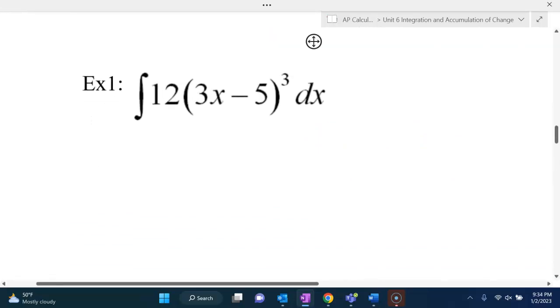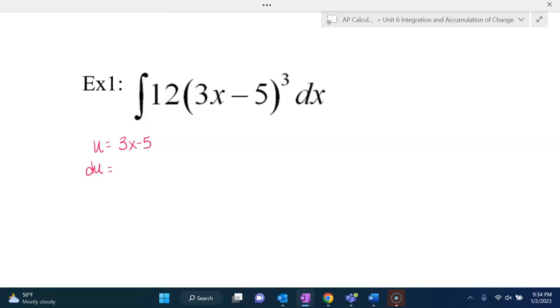Okay, once again, you want to pick your u. Either think of it as the inner part of the function, or do you see part or most of its derivative elsewhere in the problem? That is going to be a little tricky in this one. Ideally, you don't want your u to be 12, because then your du is 0, and that leads us nowhere. So let's make our u 3x minus 5. So then if we take the derivative of this with respect to x, I'm going to put the dx on the other side automatically. Derivative of this is just 3.